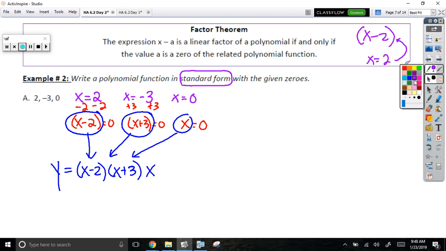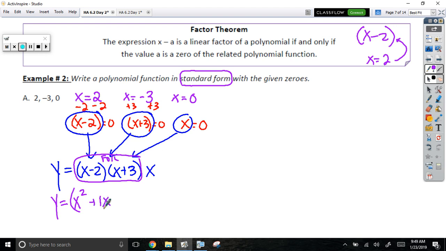A couple different ways to do it. What do you suggest? Aiden? FOIL it and then distribute the x. Sure. You can FOIL first, then distribute the x, or you can distribute the x to one of the binomials only and then FOIL. So we'll get x squared plus 3x minus 2x, which would be plus 1x minus 6. And then distribute your x through.